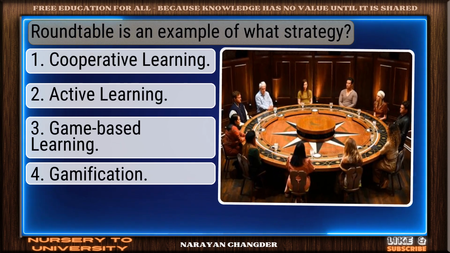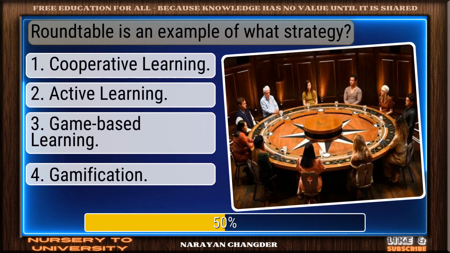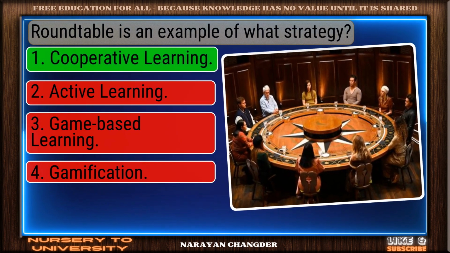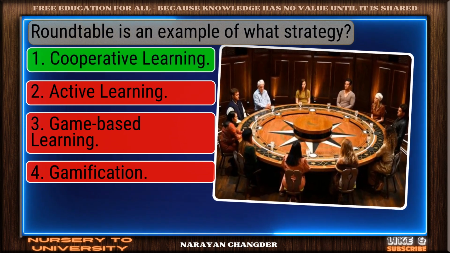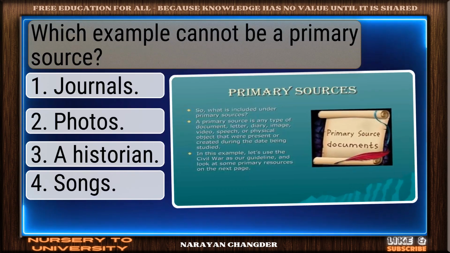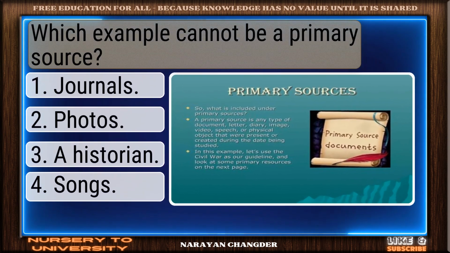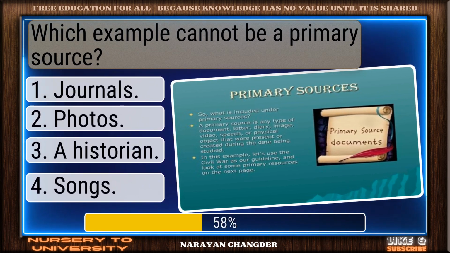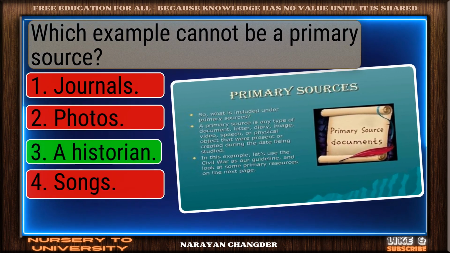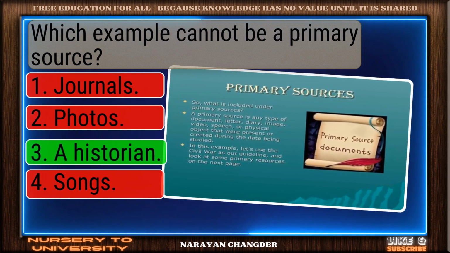Roundtable is an example of what strategy? Great job. Cooperative learning is the accurate answer. Which example cannot be a primary source? Clear logic. Your choice A, historian, is sound and 100% true.